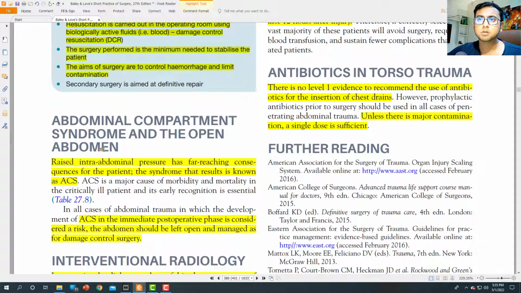Abdominal compartment syndrome and open abdomen, very important. Raised intra-abdominal pressure causes a far-reaching syndrome known as abdominal compartment syndrome. More than 28 to 30 millimeters of mercury pressure will arise in the abdominal compartment. In that case, blood vessels will be compromised. So the immediate postoperative phase is considered a risk. The abdomen should be left open and managed as damage control surgery.